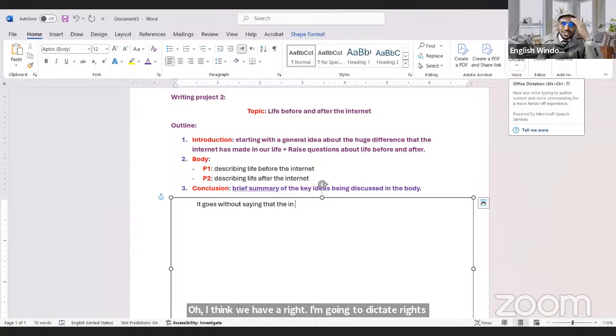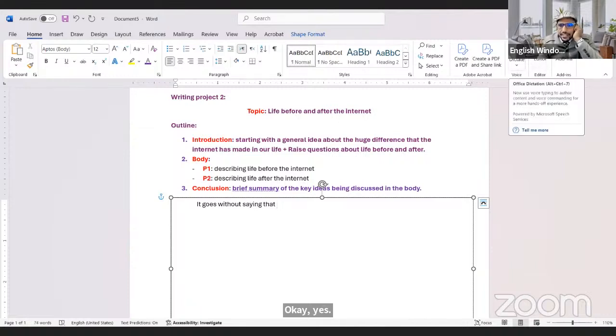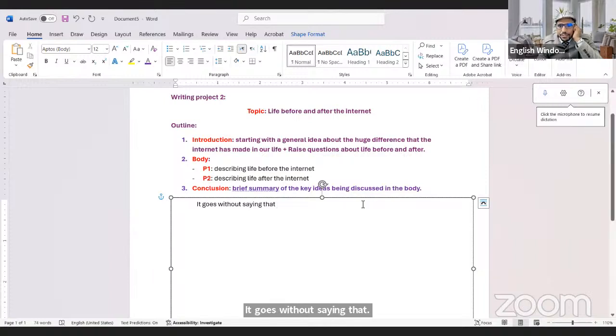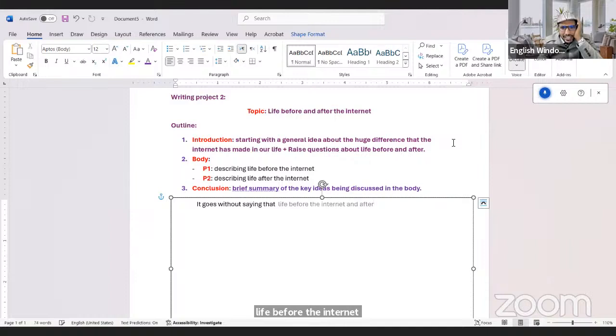So, what is the idea? It goes without saying that life before the internet. Let me check. Life before the internet and after is not the same. All right, okay, it sounds good.